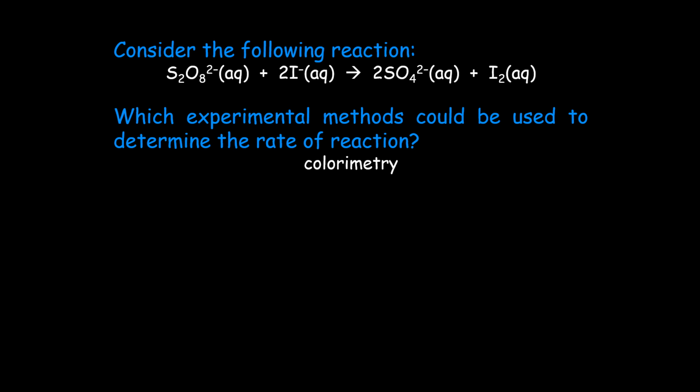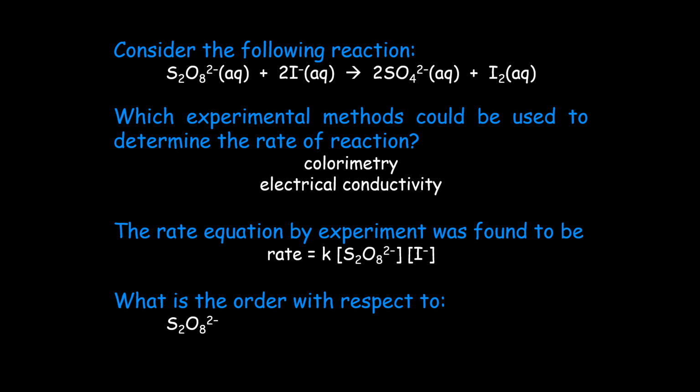We could use colorimetry because there's a change in color: iodide ions, which are colorless, turning into iodine, which is a brown solution. Or we could use electrical conductivity because we have 3 moles of ions on the left, but only 2 moles of ions on the right. Now the order with respect to the peroxodisulfate is first order, and iodide is first order.